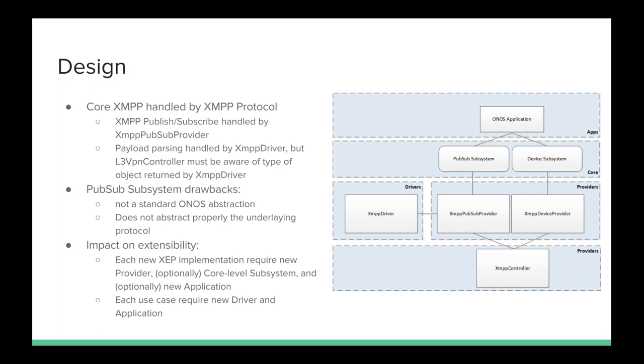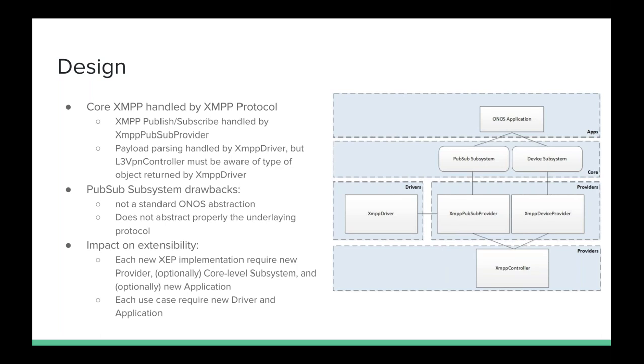which provides the publish subscribe functionality within ONOS. So an ONOS application may listen to publish subscribe events and react to them, and parse information and payload at the level of the ONOS application. In fact, the ONOS application we are using is the application we have developed. It's called Layer 3 VPN controller, and it provides the basic functionality of the BGP MPLS system, which was presented before.